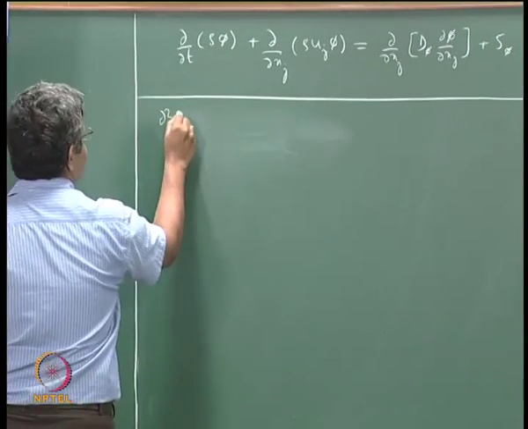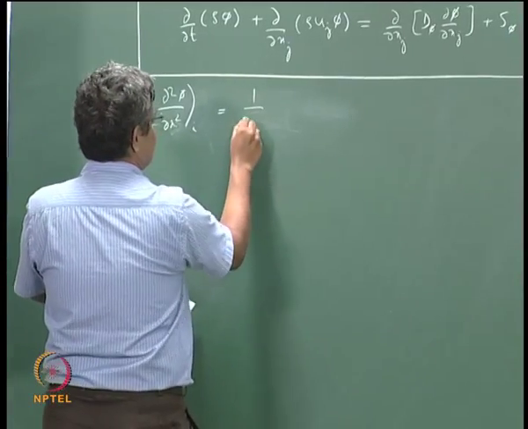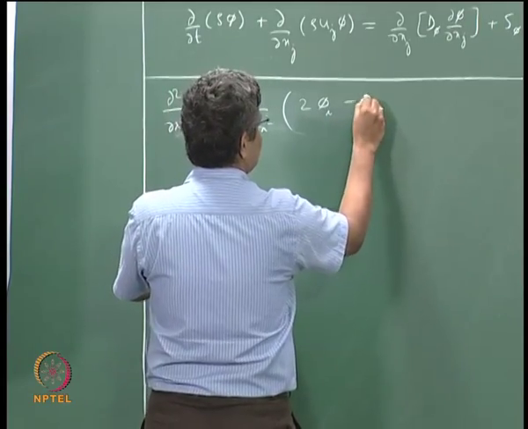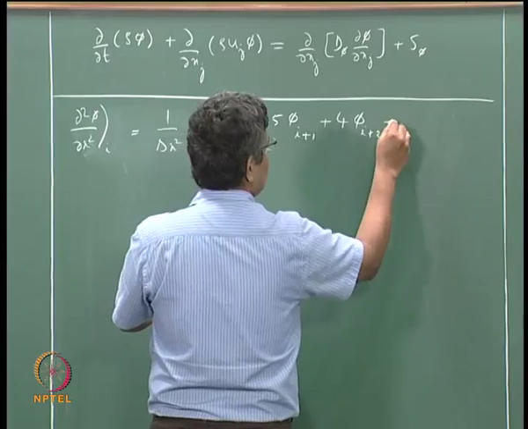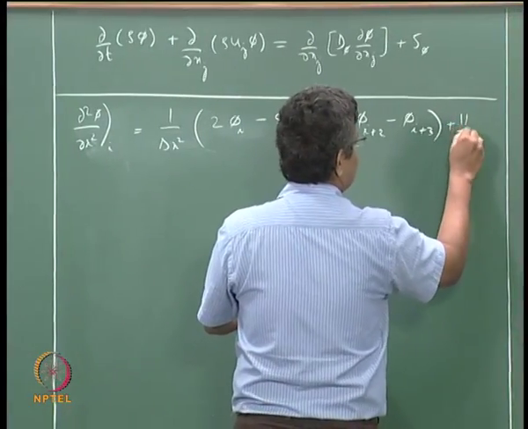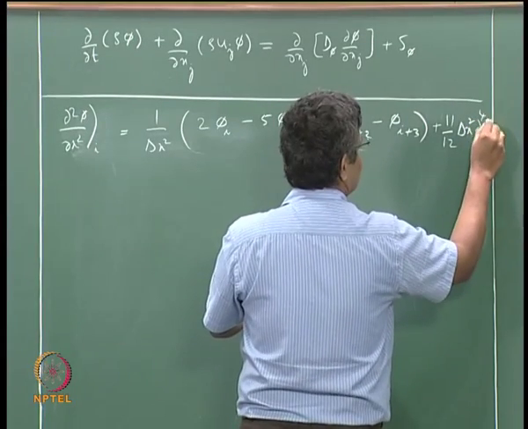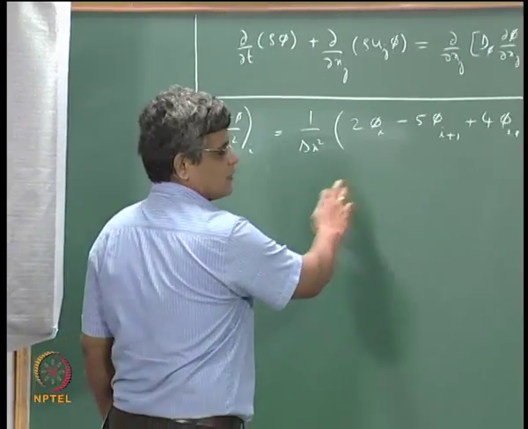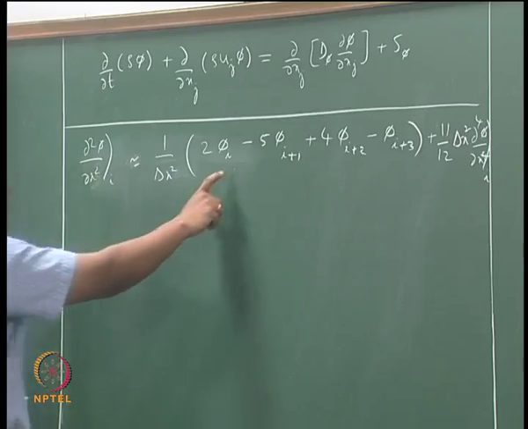Second derivative with respect to x at point I can be written using forward differencing as 1 by delta x square, 2 phi I minus 5 phi I plus 1 plus 4 phi I plus 2 minus phi I plus 3, plus 11 by 12 delta x square times the fourth derivative of phi with respect to x at I. So this is an approximation for the second derivative with respect to x at point I, represented as a forward differencing.